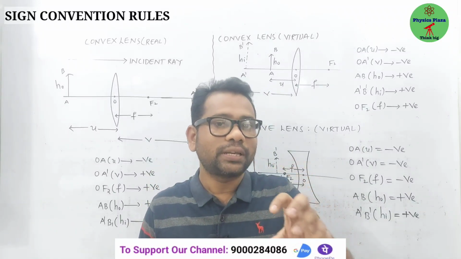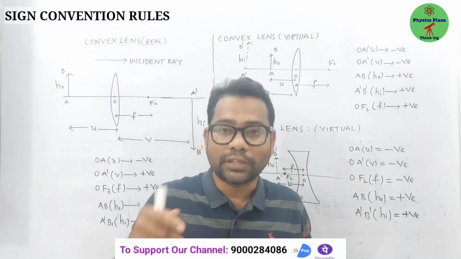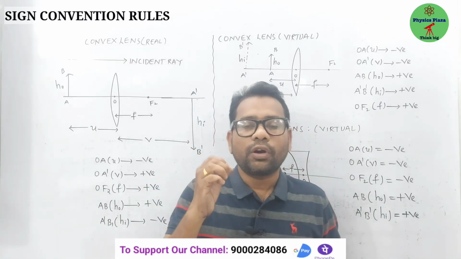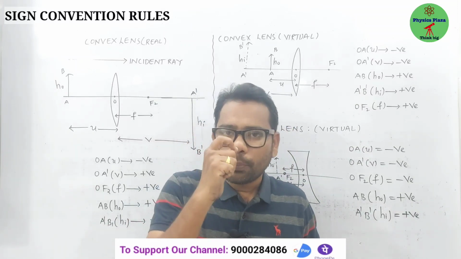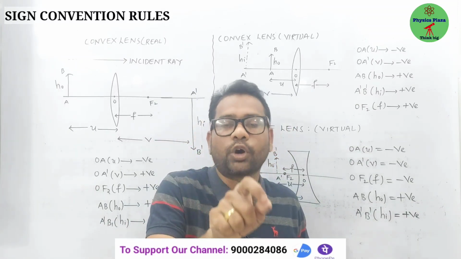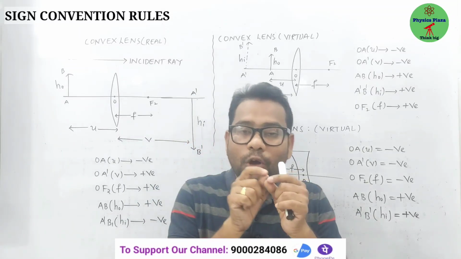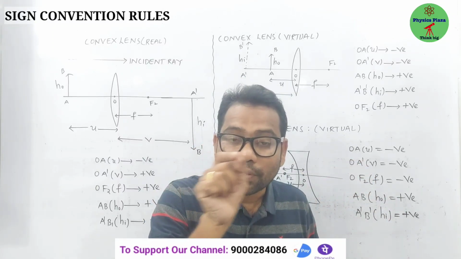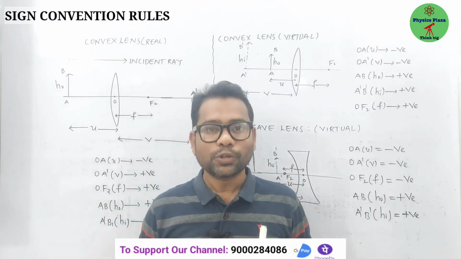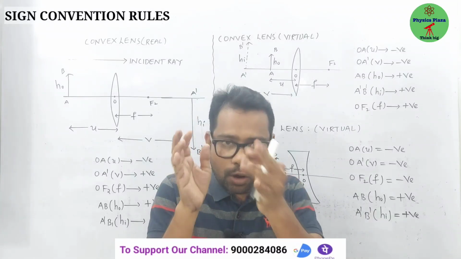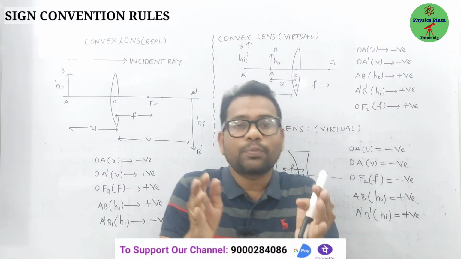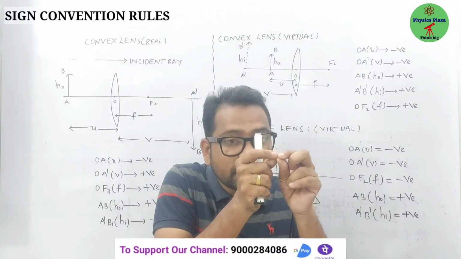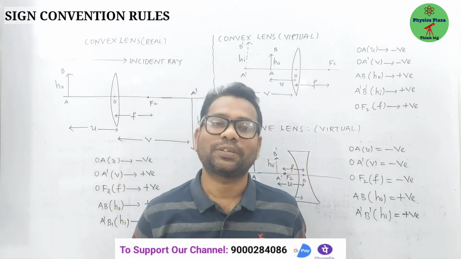I mean, with what sign, whether with a positive or a negative sign we have to substitute, is very, very important. So what are the sign convention rules, children? According to the sign convention rules, the optic center is considered as the origin, which means all horizontal measurements must start from the optic center only. If I want to find the object distance, it means the distance between the optic center and the object, so I have to go from the optic center towards the object.